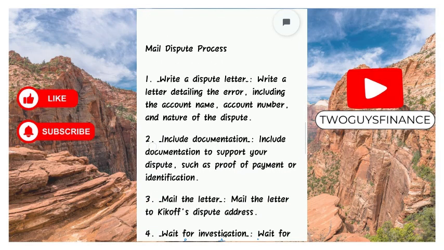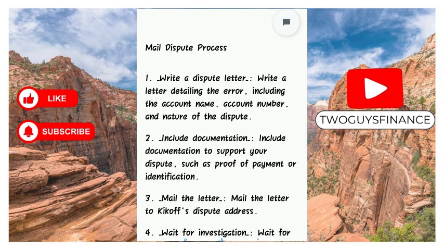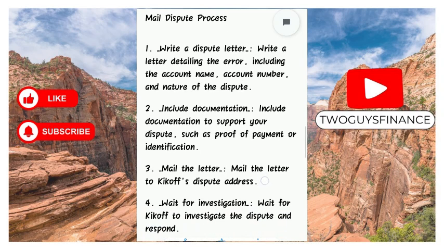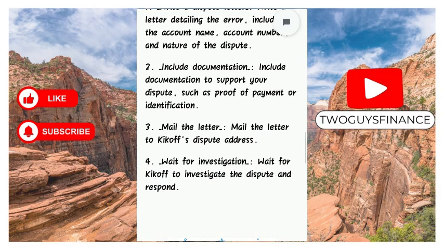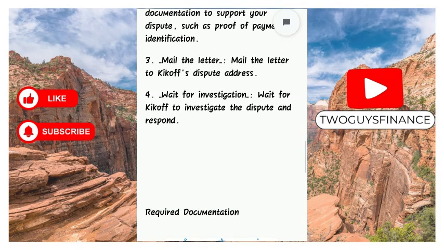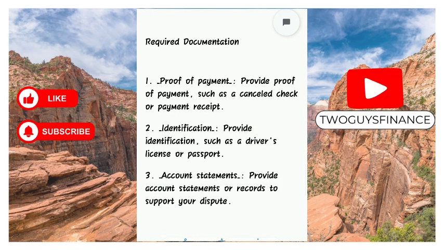Now, for the mail dispute process, what you need to do is write a letter detailing the error, including the account name, account number, and nature of the dispute, and then include documentation to support your dispute, such as proof of payments or identification, and then mail the letter to Kikoff's dispute address, and just wait for Kikoff to investigate the dispute and respond. Now, you're gonna need a couple of documents when performing this process.